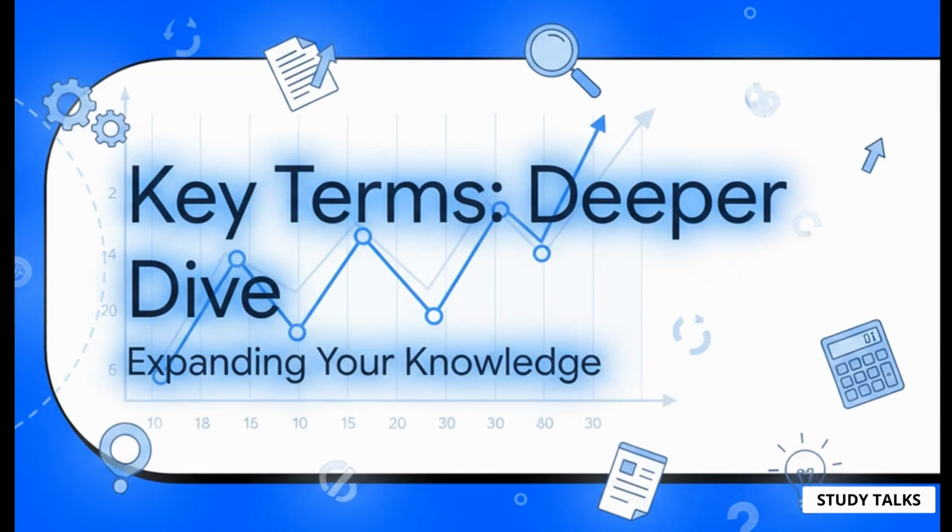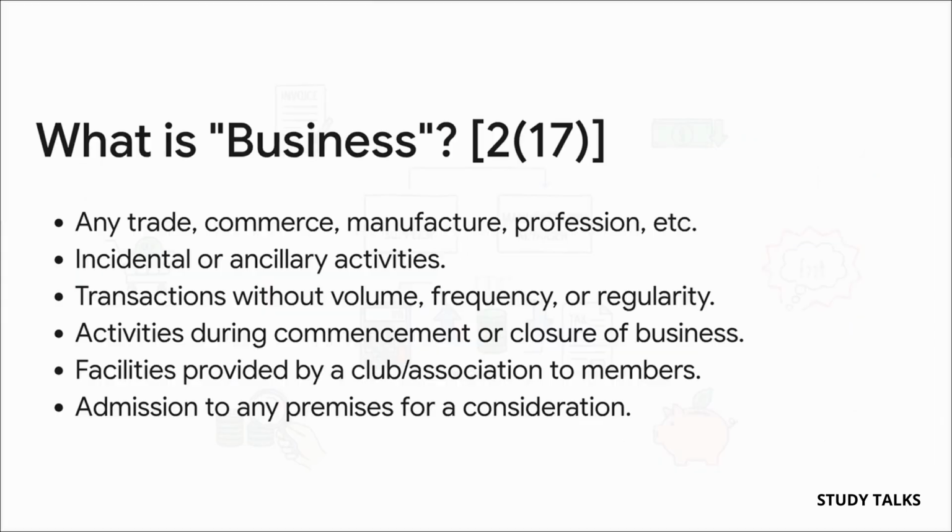Awesome. Now that we've got the essentials down, let's build on that with a few more important terms. Getting these right will really help you handle the more complex problems they can throw at you. We keep saying in the course or furtherance of business, right? So what does the law actually consider business? Well, the definition is incredibly wide. It's not just your main trade or profession. It includes any side activities, things you do only once, and even activities you do when you're starting up or shutting down your business. The whole idea is to make this definition as all-encompassing as possible.